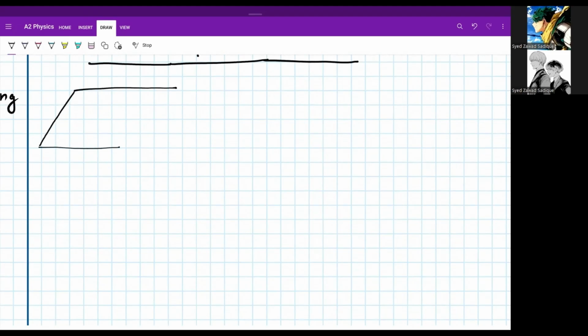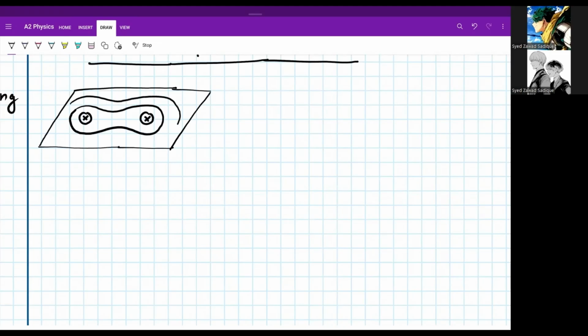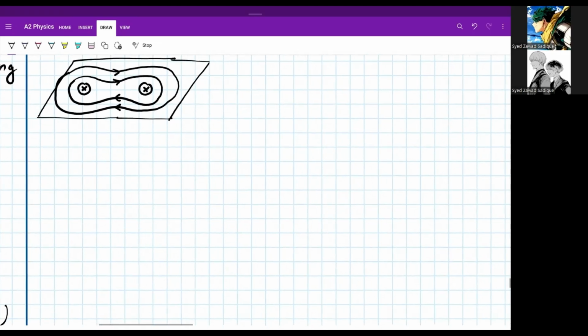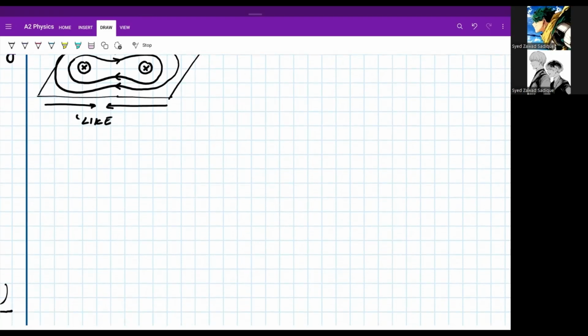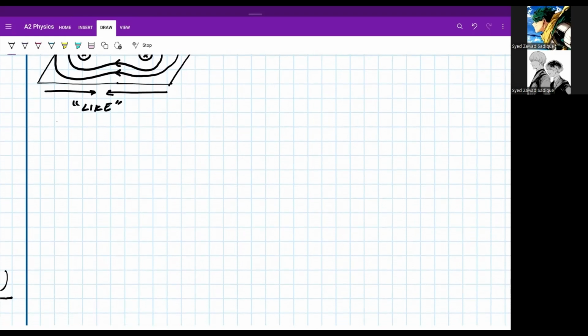So we're drawing a plane. Now, let's say two wires going into the page, wire 1, wire 2. So the movement of current is in these directions. There, attraction. So on this side the forces are acting towards each other, so attractive. So these are like currents. Like currents attract.